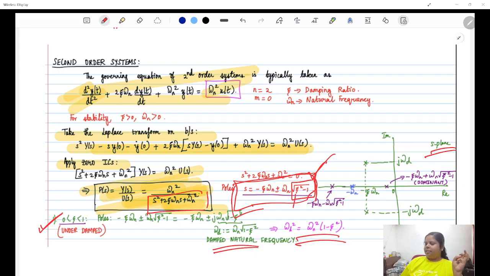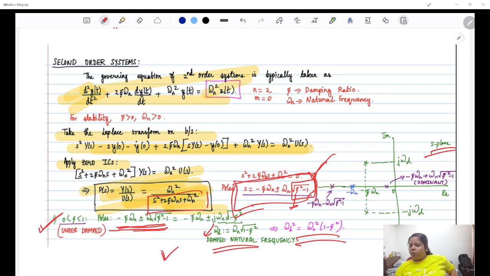So if zeta lies in between 0 and 1, what is going to happen? The poles would remain the same. It would be minus zeta omega n plus minus omega n under root zeta square minus 1. Since zeta lies in between 0 and 1, a j would be coming out. So you will have the poles which would be minus zeta omega n plus minus j omega n under root 1 minus zeta square.